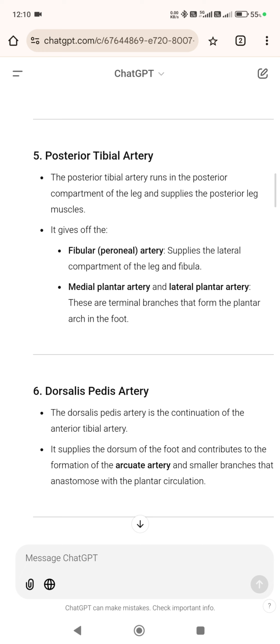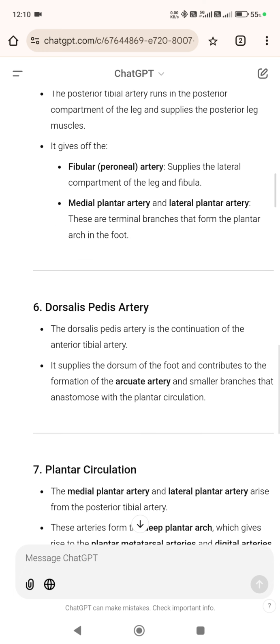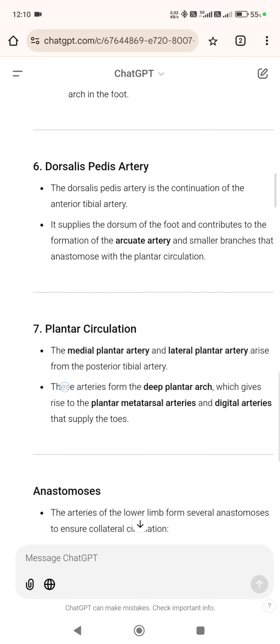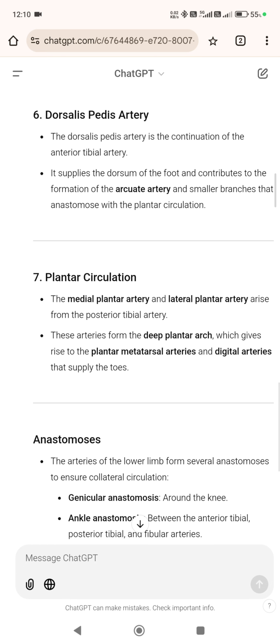6. Dorsalis pedis artery. The dorsalis pedis artery is the continuation of the anterior tibial artery. It supplies the dorsum of the foot and contributes to the formation of the arcuate artery and smaller branches that anastomose with the plantar circulation.